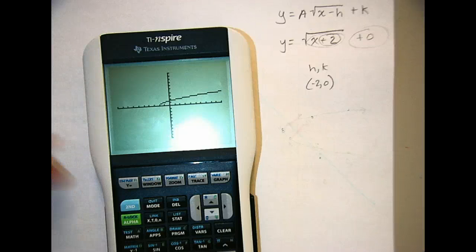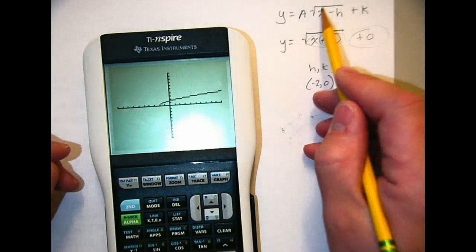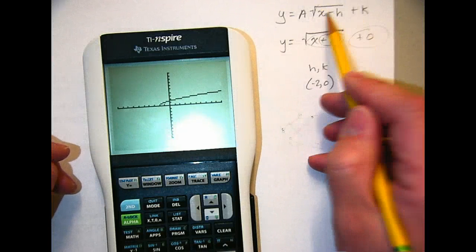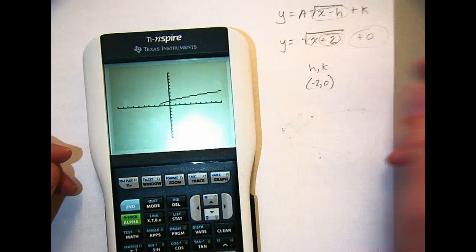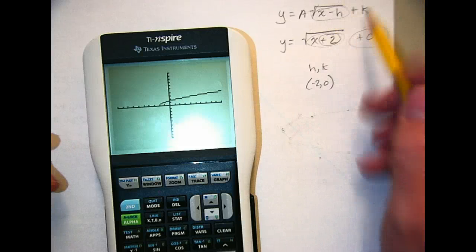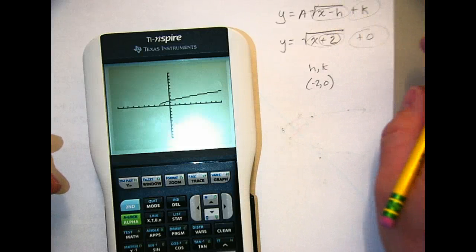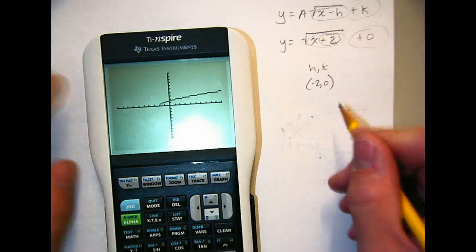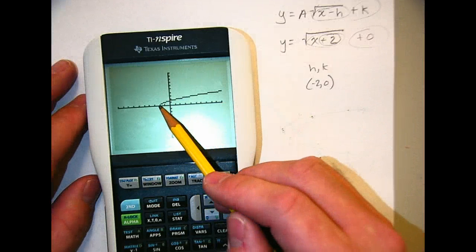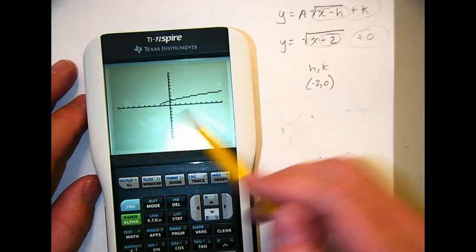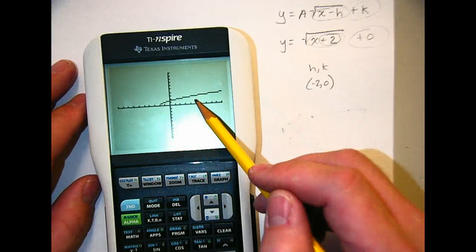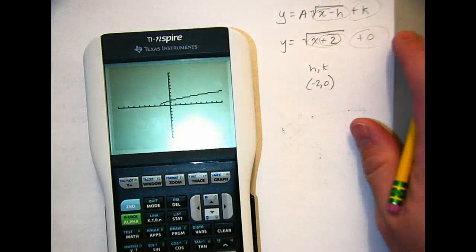It's very similar to a quadratic, right? It's just rather than having parentheses and a squared, you have a square root symbol. Whatever makes this 0 in here is your h. Whatever's on the outside is your k. And then rather than going over 1 and up 1, and over 2 and up 4, we go up and then over, right? Because you're switching x and y around.